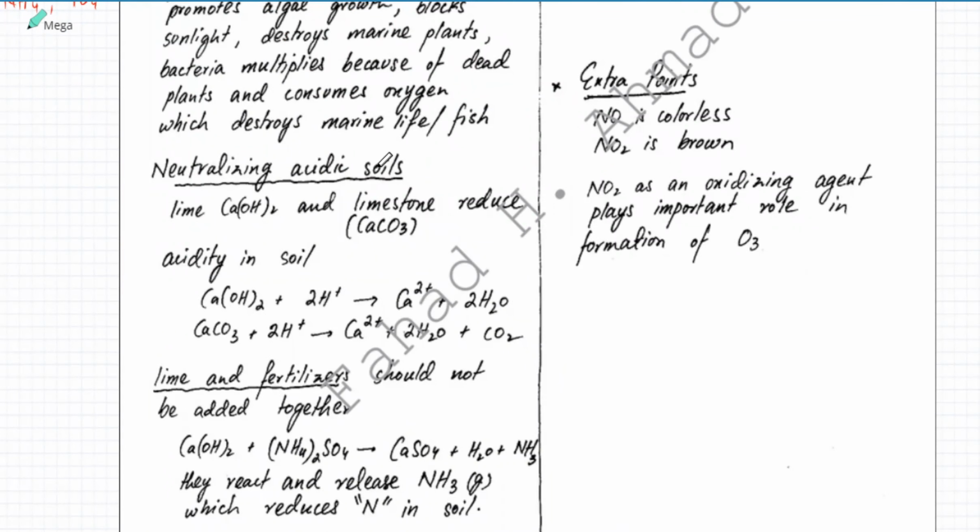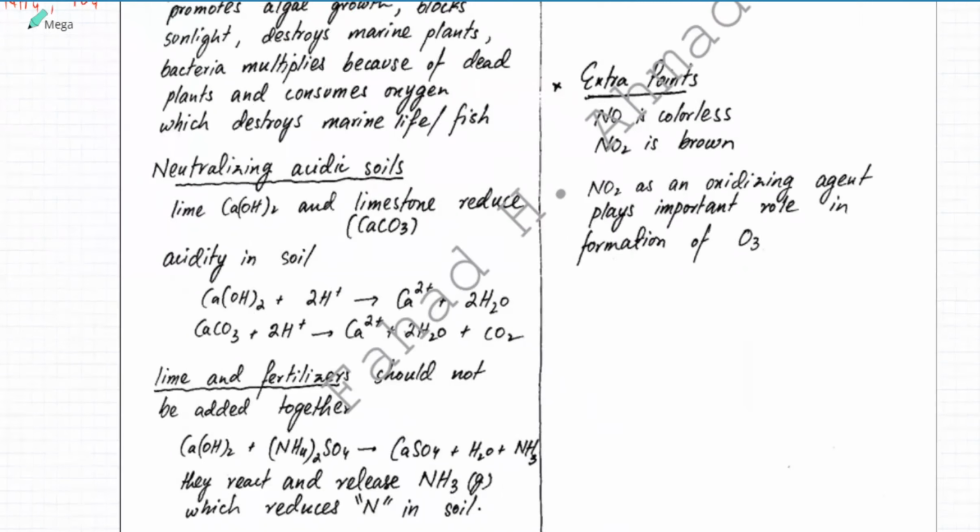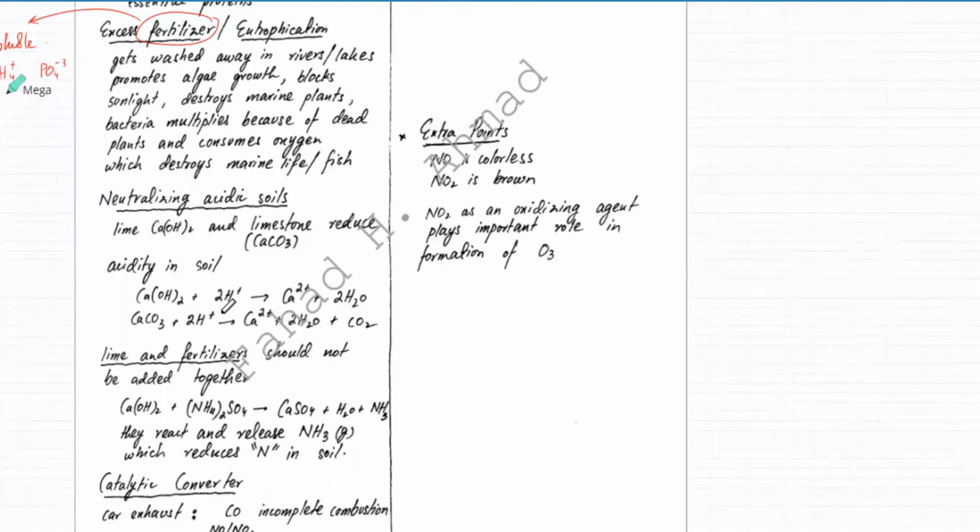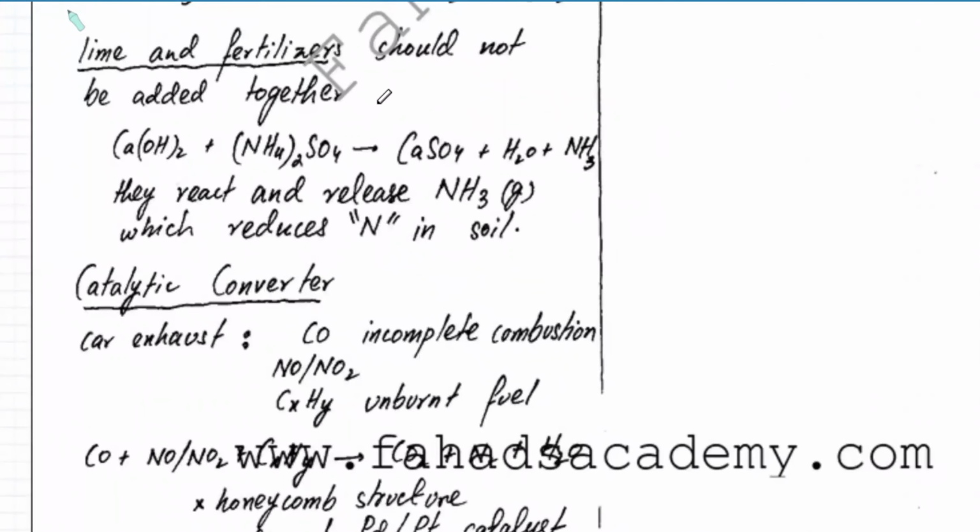So if you have acidic soils, what do you do? You add lime and limestone to it. The acid in the soil would react with the base. Both of these are basic. The other thing is you should not add lime to soil that has been fertilized. Why? Because fertilizers are ammonium salts, and they react with bases to form salt, water, and ammonia.